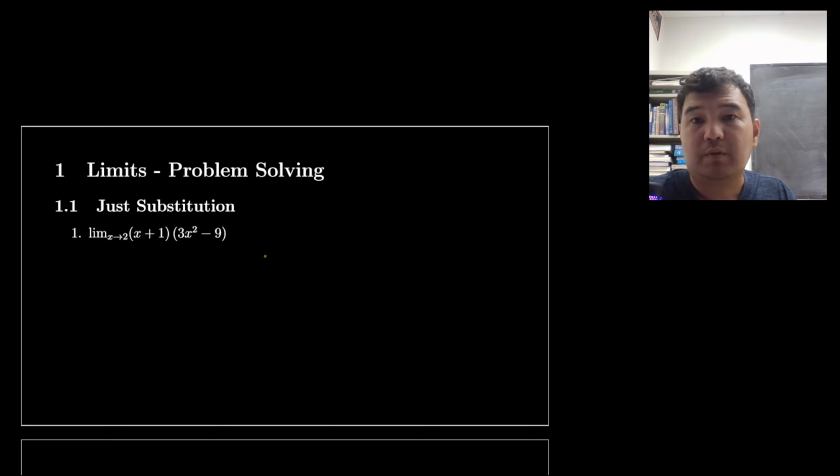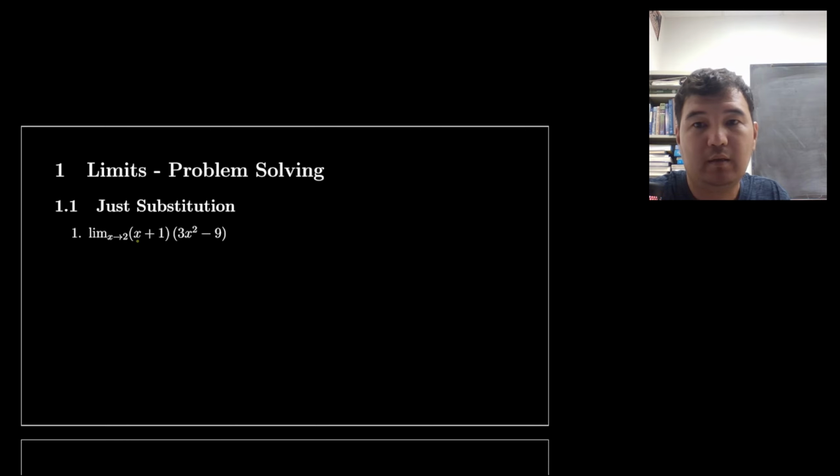Let's solve some problems on how to take limits of functions. So the very first problem is the limit of x plus 1 multiplied by 3x squared minus 9 as x goes to 2. The very primitive way of taking limits is just plugging the limiting point into the function. In this case, x is approaching 2.